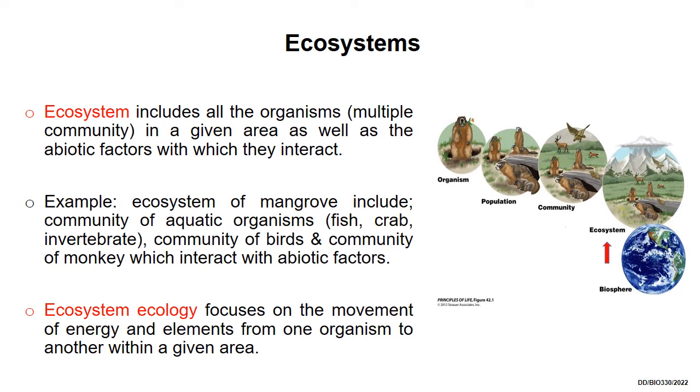Ecosystem. What is an ecosystem? An ecosystem includes all the organisms, which is multiple communities in a given area, as well as the abiotic factors with which they interact. For example, an ecosystem of mangrove. It includes a community of aquatic organisms, a community of fish, crab, and other invertebrates. And it also includes a community of birds and a community of monkeys, which interact with abiotic factors. The ecologists in the field of ecosystem ecology focus on the movement of energy and elements from one organism to another within a given area.